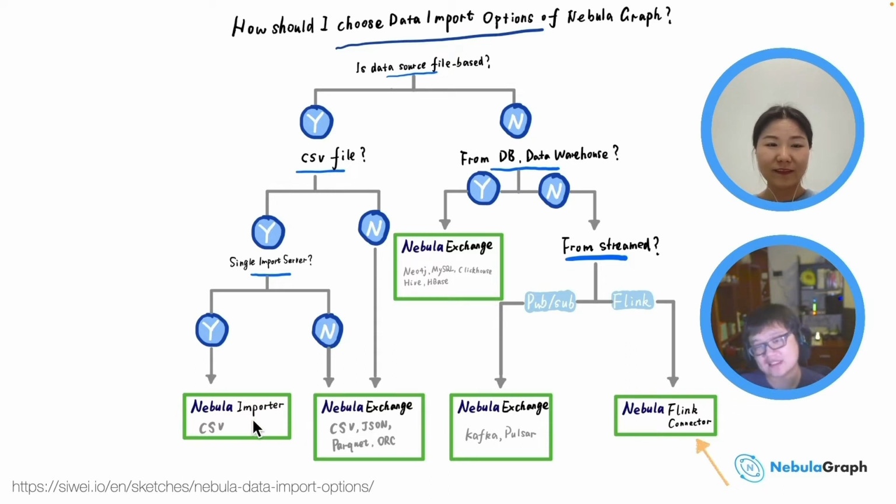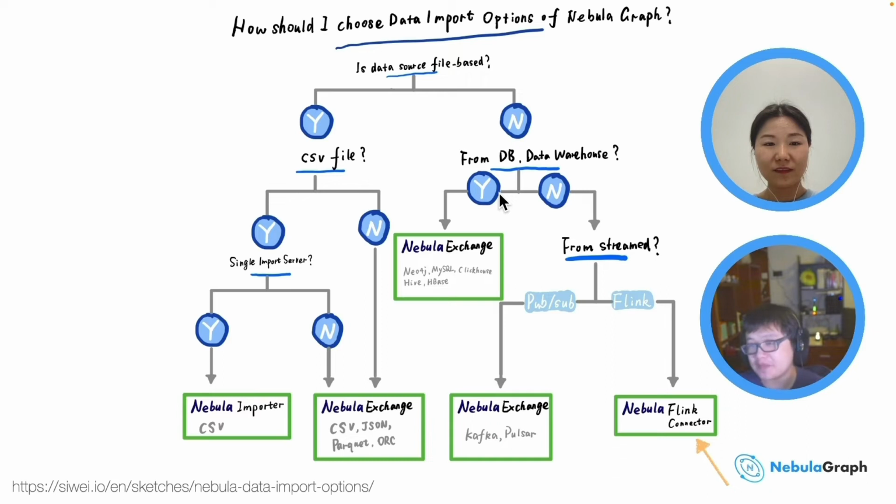Another difference is that in Exchange, you're running the importing workload in Spark, so you can leverage more than one server. But in Importer, you can only run the importer on one server. For all other file formats that we support, it can only be done with Nebula Exchange. And if you are importing data from Neo4j, MySQL, ClickHouse, etc., you have to use Exchange. Exchange is quite powerful tooling for connecting different kinds of databases or even stream data.